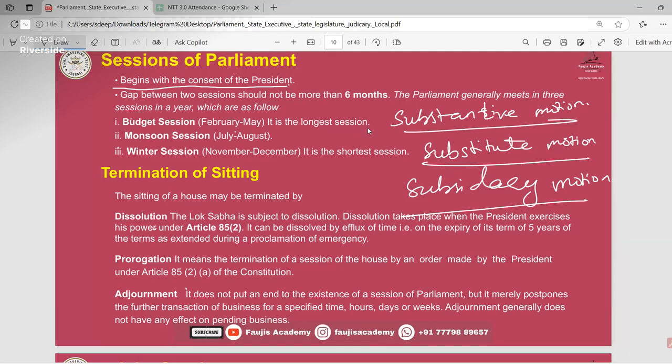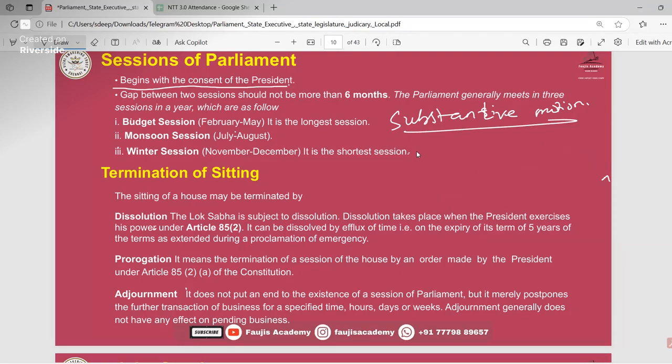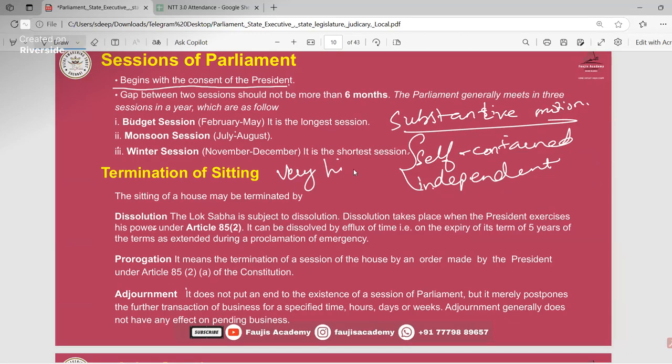What do these motions mean? A substantive motion is a self-contained independent motion. Please note it. It deals with very important matters, and very high importance is given to it.